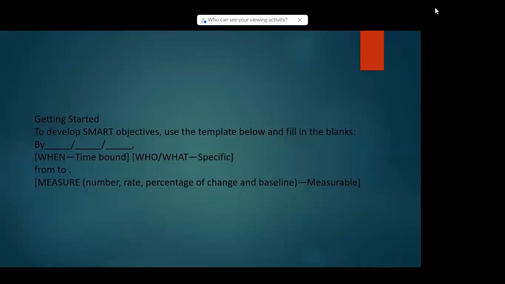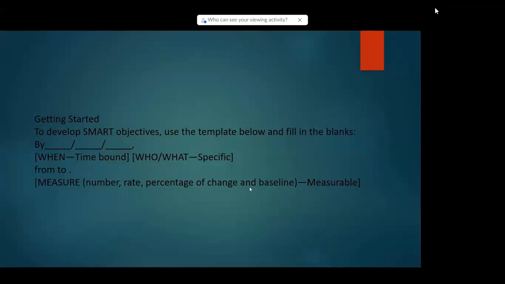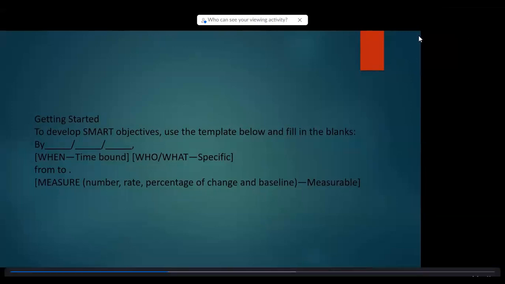This is an example of a template when you're writing your goals and your objective. For example, the first thing you want to put is by whatever date that is, when, the who and the what, and then the measurement in percents. Okay. So when you get this, look at this right here, because it's going to make sense.